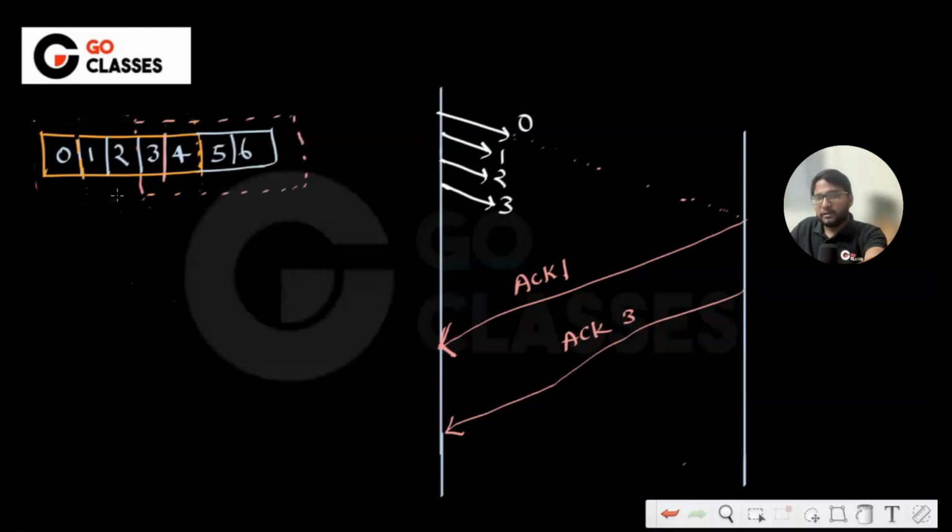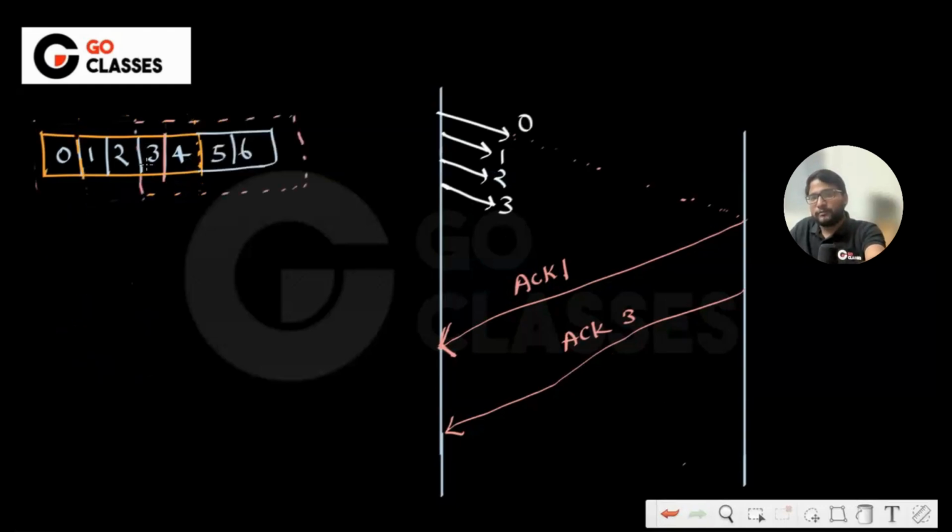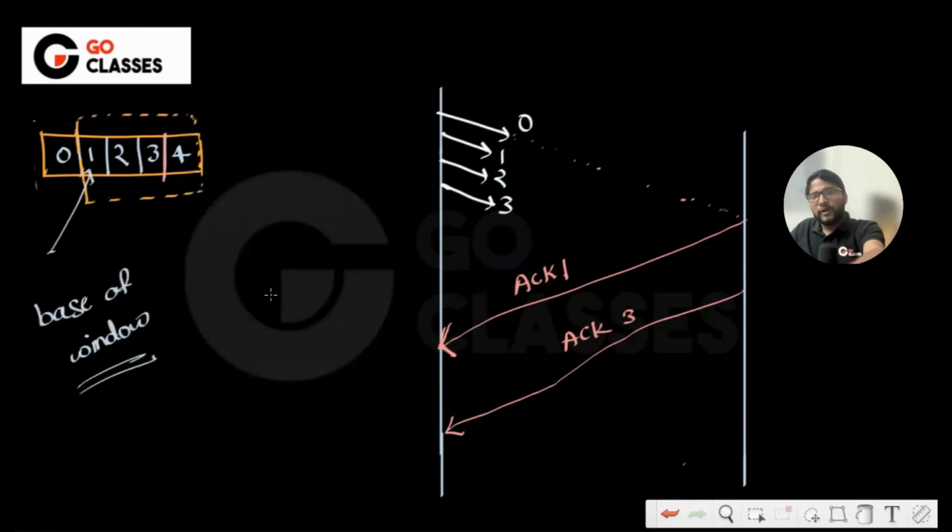Base will be 3. Yes. So this is base. Why? Because the moment I receive this ACK 3, I will say that the receiver is confirming that I have received everything till 2. Basically, it is expecting 3. Although I have sent 3 already, till now the receiver has not confirmed it, right? So that is why I will keep this 3 in my window. Is this fine to everyone?